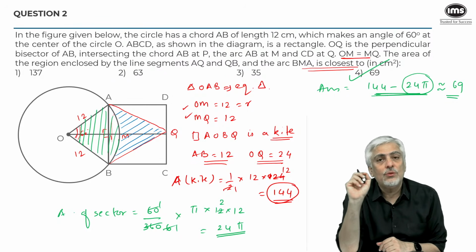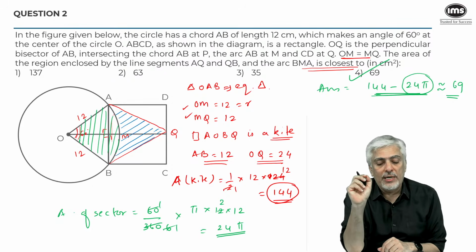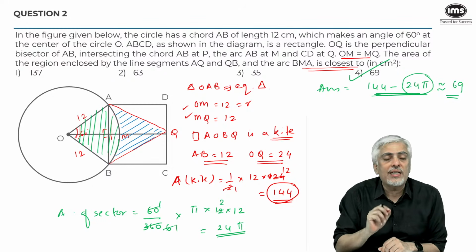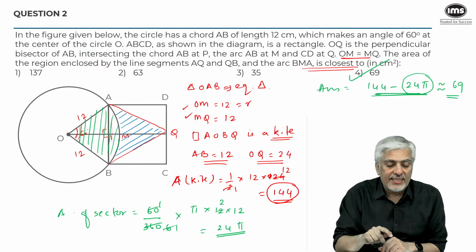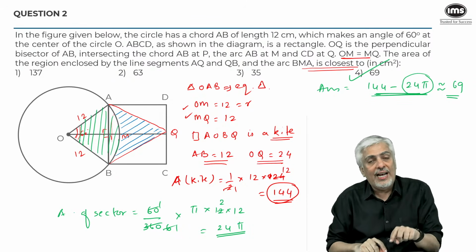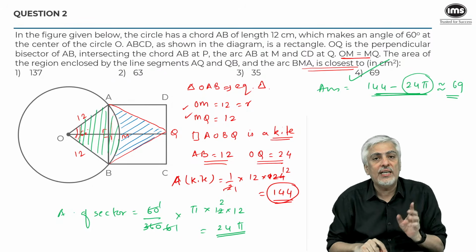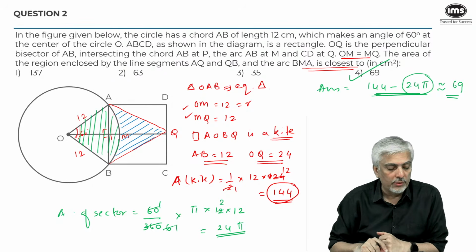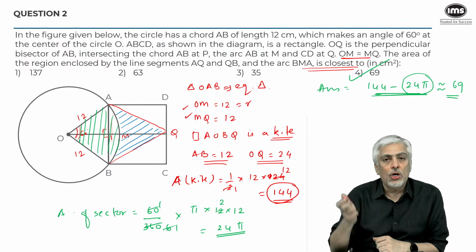The important part was to understand that you could do kite minus the green area. That is why I've used a lot of colors. Kite minus the green area gives you the blue area, and that is the answer we were looking for. Okay, let's go ahead.